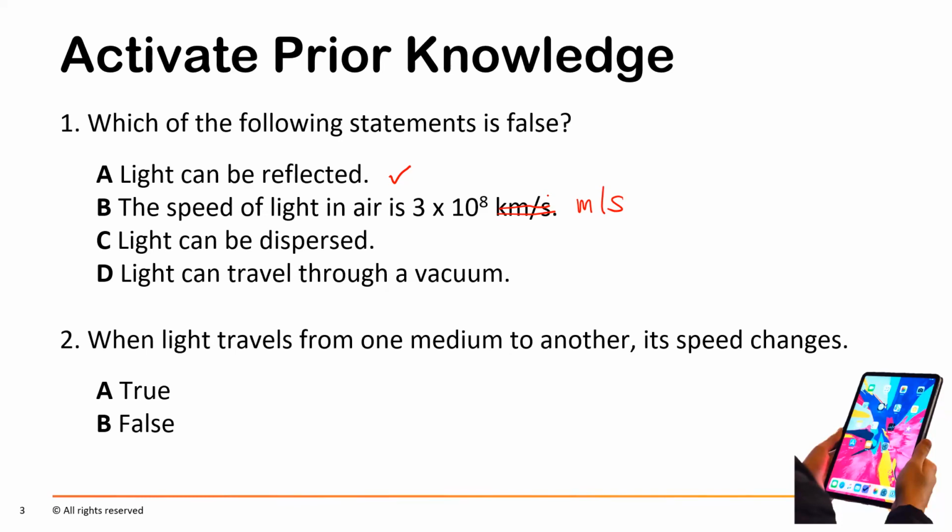And the second question: when light travels from one medium to another, which means it changes from solid to liquid or liquid to gas, its speed changes. The answer is, it is true. Because when the speed changes, it causes the bending of light, which is refraction. You should have learned in lower sec before that when light enters from air to glass, it will bend towards the normal. That is because of the change in the speed of light in different media.